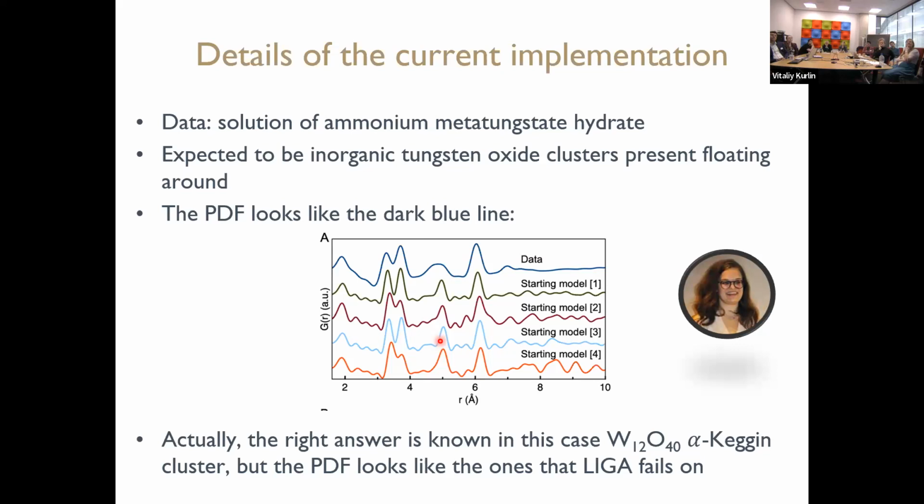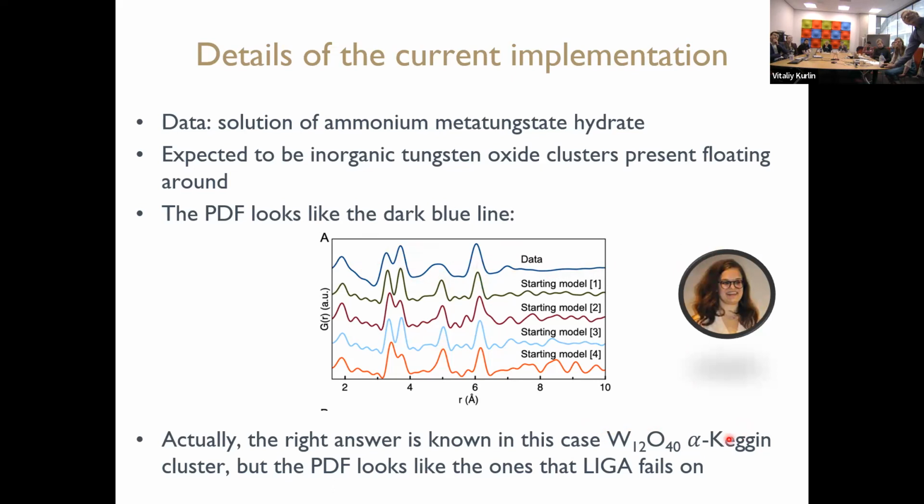So this one is trying to solve a problem that we encounter a lot, which is we have a flat PDF at high r, and then we have like 5 bumps at low r. And we know a little bit about the chemistry. So this is Kirsten Jensen, my former postdoc, who is now faculty at the University of Copenhagen. We'll measure a PDF that looks like the blue line.